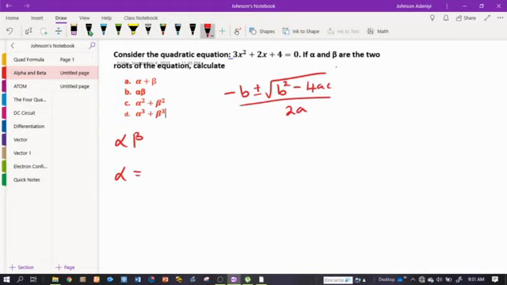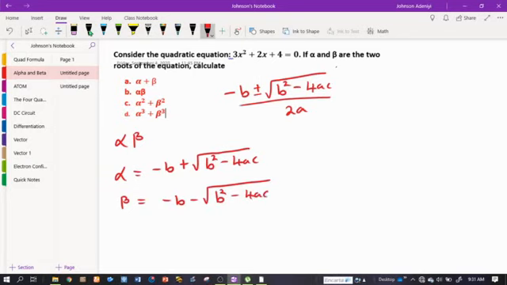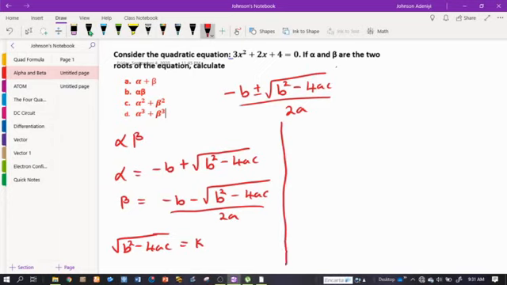So our alpha is going to be minus b, let's consider the positive first, plus the square root of b square minus 4ac, divided by 2a. Then our beta is equal to minus b minus the square root of b square minus 4ac, divided by 2a. So we do the same thing. We call the square root of b square minus 4ac, let's call it k, so that this will make our work easier.